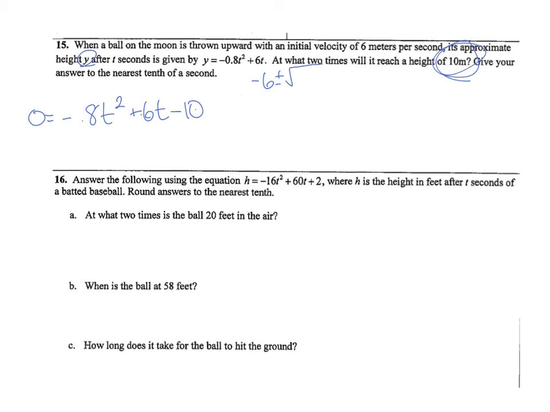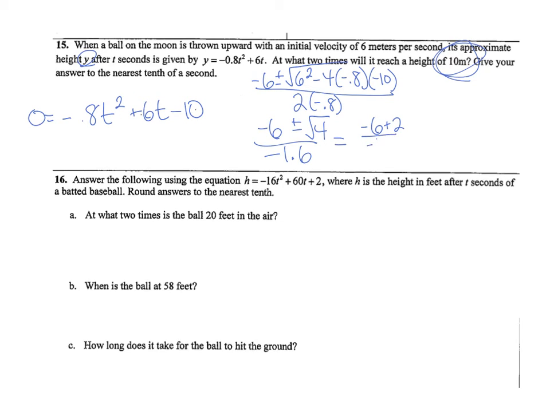-6 plus or minus the square root of 6 squared minus 4 times -0.8 times -10, all over 2 times 0.8. I'm sorry, 2 times... 0.8. All right, you work it out, it ends up being -6 plus or minus the square root of 4 all over -1.6. Well, the square root of 4 is 2. -6 plus 2 over -1.6 ends up being just a 5.